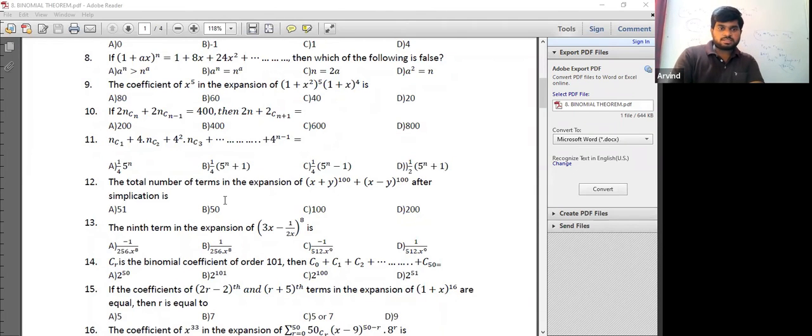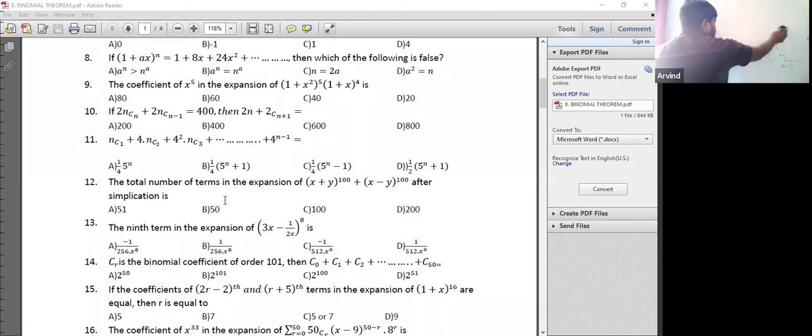nC1 plus 4 nC2 plus 4 square nC3 plus so on 4 to the power n minus 1 is equal to what? What is the value of this? This is also a CET question. I don't remember which year. Okay, but very recently itself. So let's find the value of it.